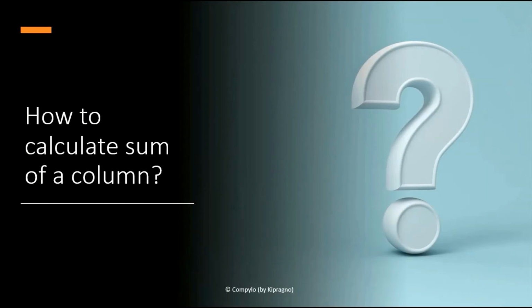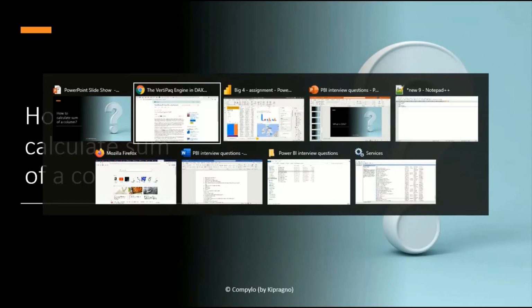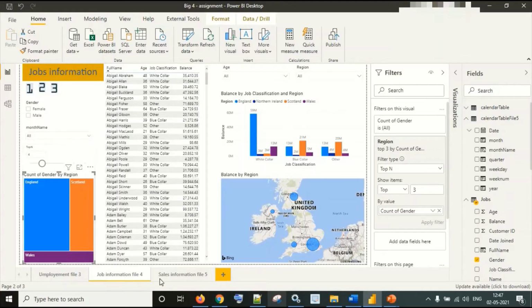How to calculate the sum of a column? This is one of the common questions because using this they want to understand: do you know about DAX? Do you know about the functionalities? Can we do this or not? To show you this, I have my Power BI Desktop open, and let's move to the next page of the report.